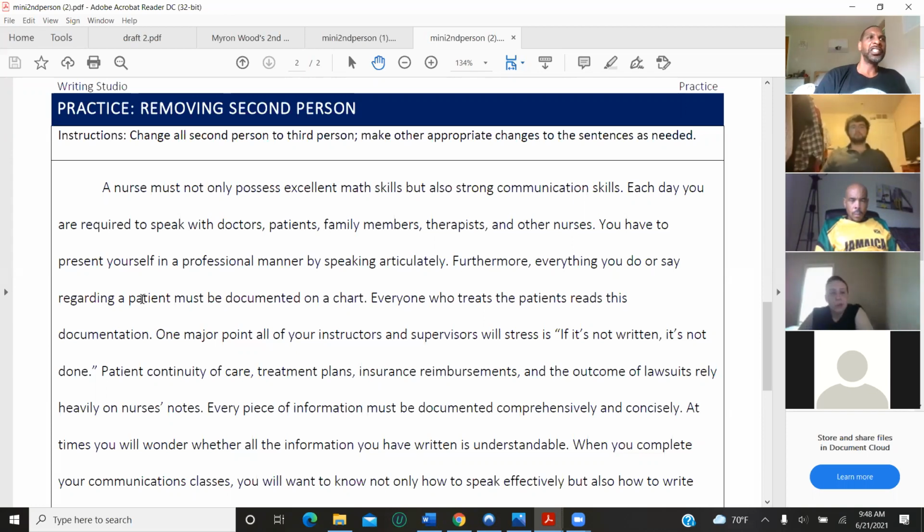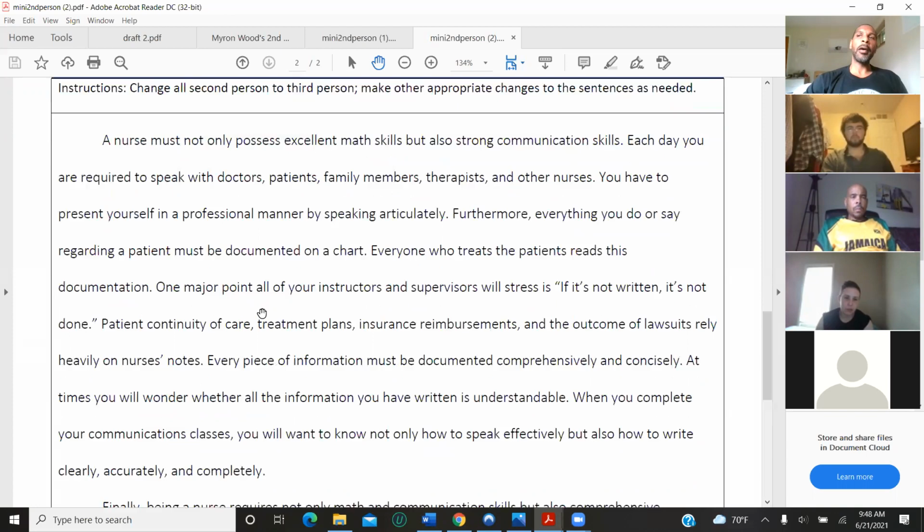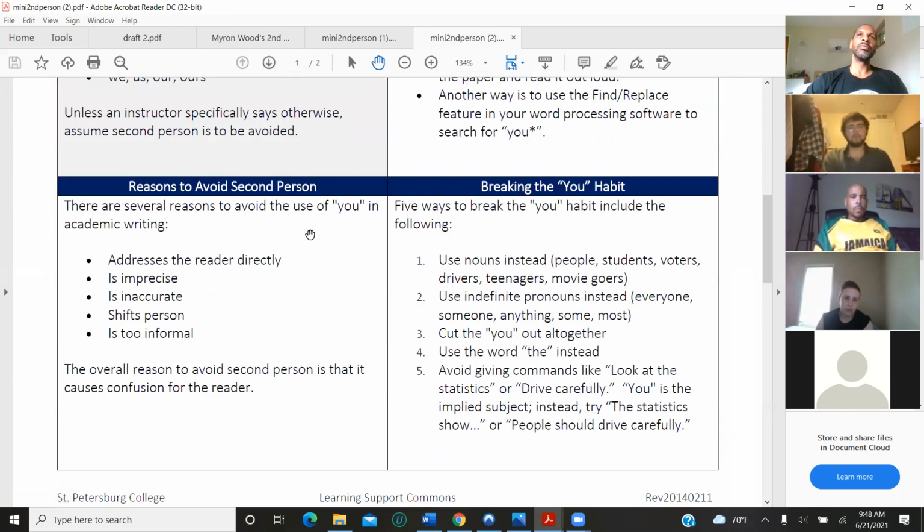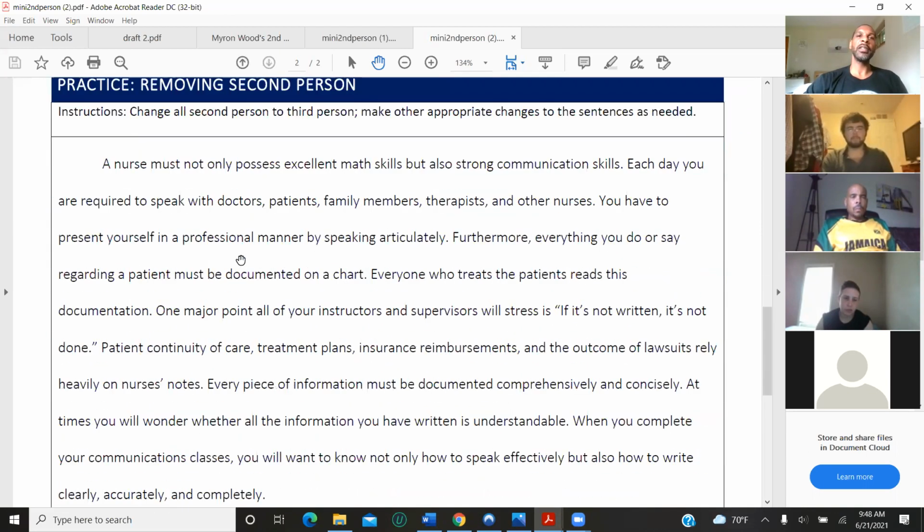What's one of them? "Each day they are required to speak with doctors, patients, family members, therapists, and other nurses. They also have to, or nurses have to, present themselves in a professional manner by speaking articulately. Furthermore, everything they do or say," et cetera, et cetera. So it gives you the fixes, or excuse me, it gives you the exercise.